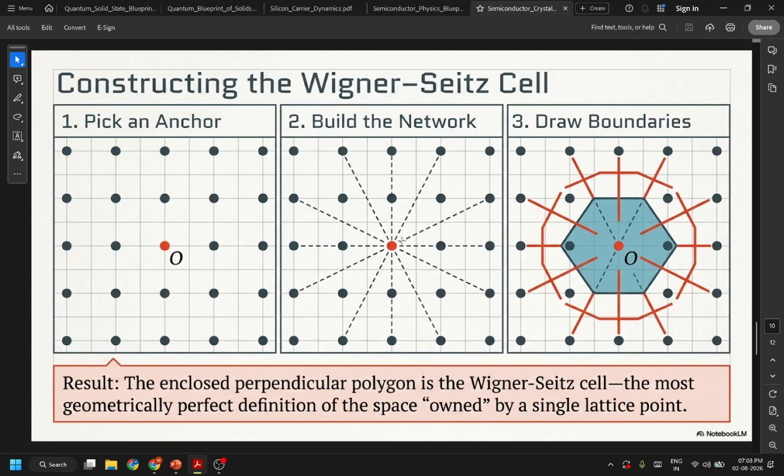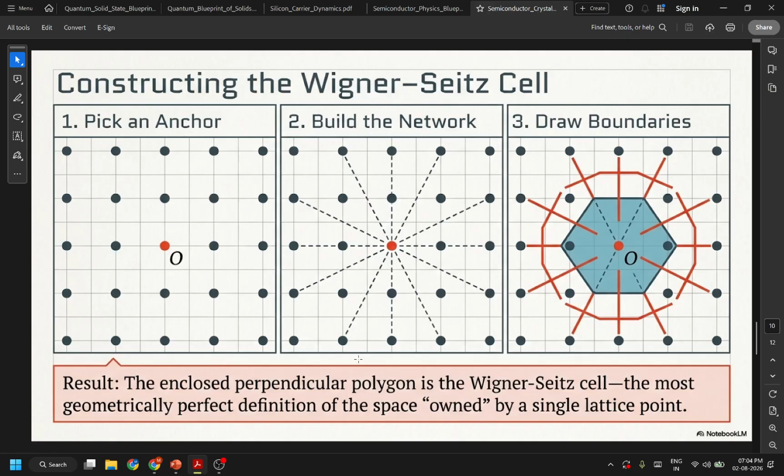This is actually a wrong figure. Here it is connecting to the second nearest atom, but we have to connect it to the nearest atom. So it will only be connecting to these atoms. Then we cut at the midpoints, create perpendicular bisectors, and join those perpendicular bisectors. Similar to here, but this is wrong, as you can see it consists of 3 points, and a proper one will only have 1 point. The boundary will define the Wigner-Seitz cell. So the enclosed perpendicular polygon is the Wigner-Seitz cell.